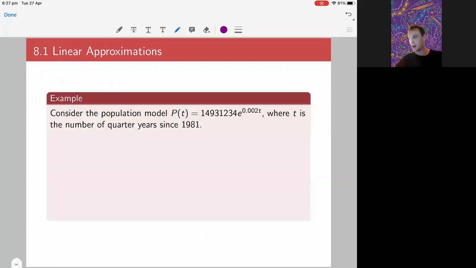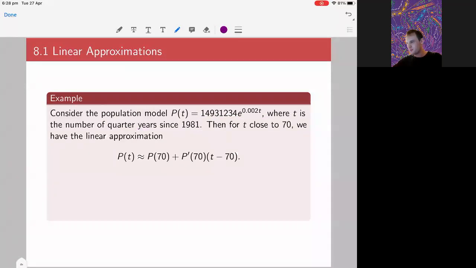All right, let's have a look at an example. Let's say that you've got a population model, P of t, and let's say the model is 14,931,234 times e to the power of 0.002 times t. And let's say that t is simply the number of quarter years since 1981. Now, when doing computations with this, you might not like this population model because for whatever reason, you might not like the exponential function. Let's say you just have an aversion to using the exponential function. What do you do? Well, let's assume that t is close to 70. Let's say that we're only doing population modeling for t close to 70.